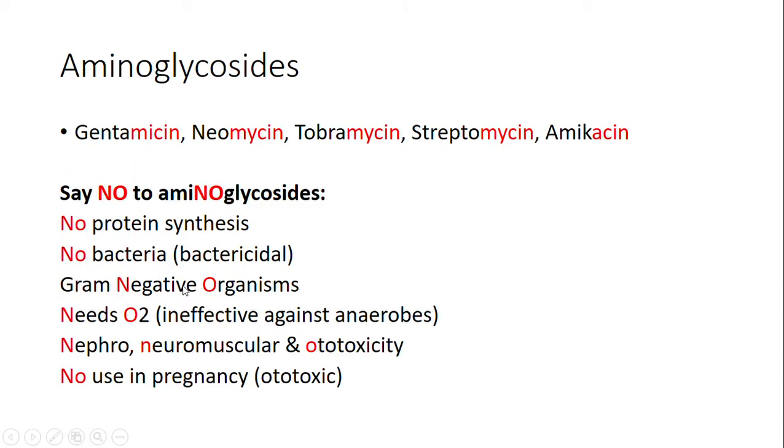Now we'll go through them one by one. Let's start with the aminoglycosides. These end in mycin, so gentamicin, neomycin, tobramycin, streptomycin, and amikacin. The rule is just to say no to aminoglycosides. So no protein synthesis, no bacterial growth, so it's bactericidal. The spectrum is gram-negative organisms.